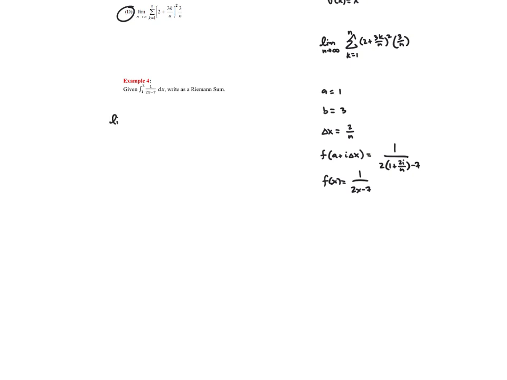Okay, so this definite integral will equal the limit as n approaches infinity of the summation from i equals 1 to n of f of a plus i delta x times delta x. All right, there you have it. That would be an equivalent statement in Riemann sum form. Let's continue with another example.